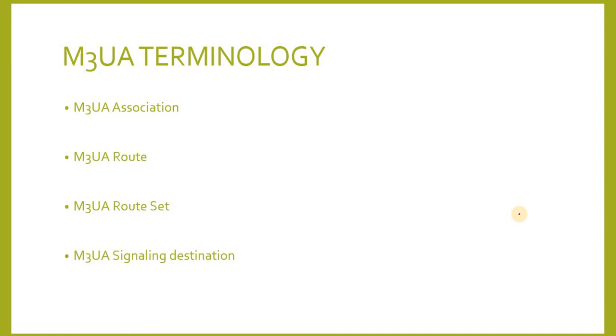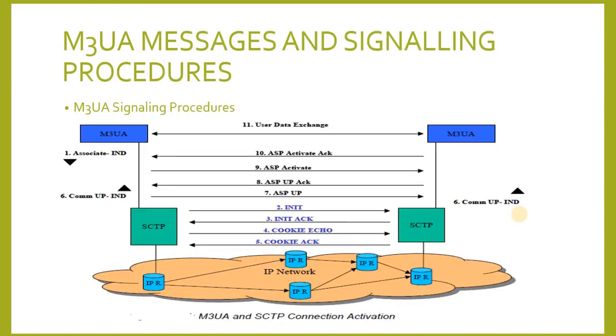M3UA route set. The M3UA route set is a collection of all alternative routes toward a specific signaling destination. If the route set is not available, then a destination is considered to be unreachable. M3UA signaling destination. The M3UA signaling destination is a node that can be signaled to. A SPC is used to identify a signaling destination. It is referred to as the DPC of an outgoing message. The sending node doesn't know if the receiving node is an SS7, traditional narrowband or broadband, or an IPSP, IP signaling endpoint.